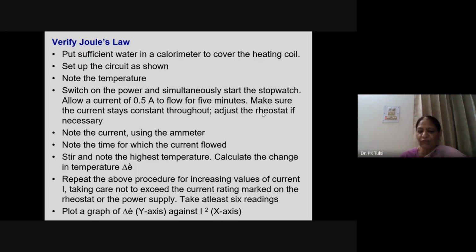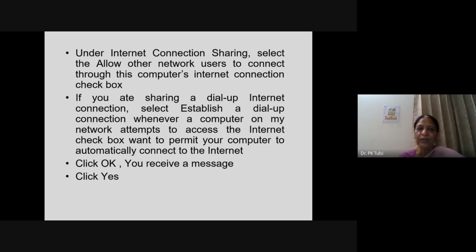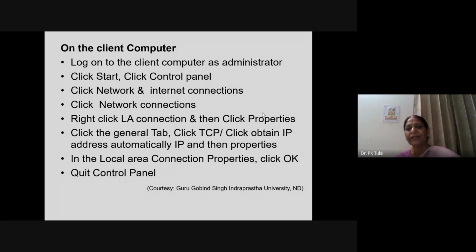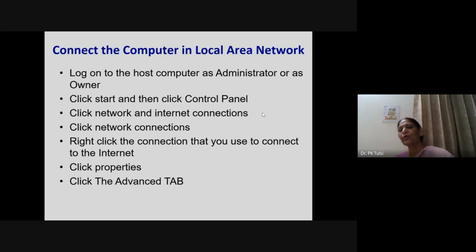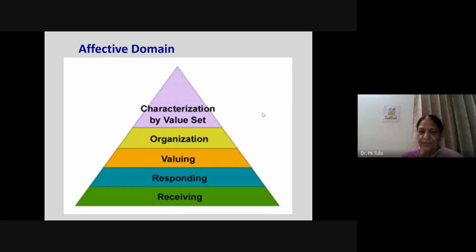The same way, verify Joule's law. Another example you can see is when somebody is asked to connect the computers in the organization, so create a local area network. So what are the functions which are to be performed at the administrator's end, and what are the functions which are to be performed at the client computer? If you write them again, using the action verb, these are specific learning outcomes to achieve connecting the computer in the local area network. Simple thing, right? This is taken from Guru Gobind Singh Indraprastha University.